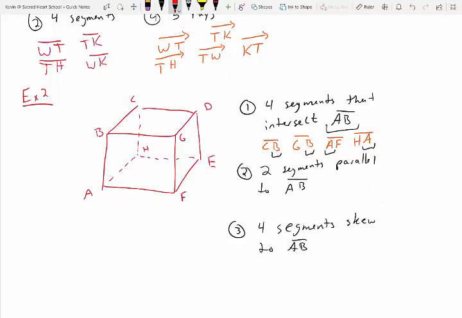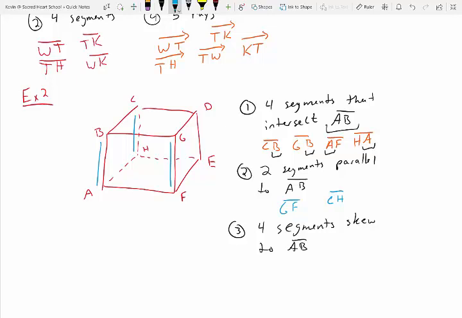And for that to happen, we have 2 things that need to happen. It needs to be on the same plane, and they can't intersect. So AB is right here. And so our first one is going to be GF. They are both on the front side of this cube, and they're never going to intersect. Our second one is CH. They're both on the left side of the cube, and they're never going to intersect.